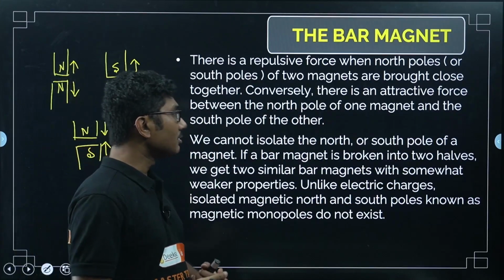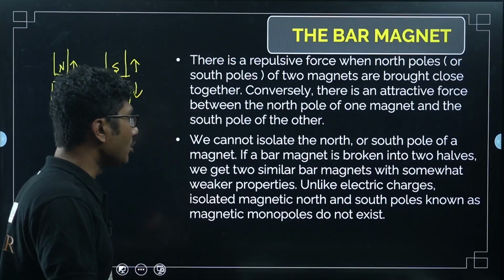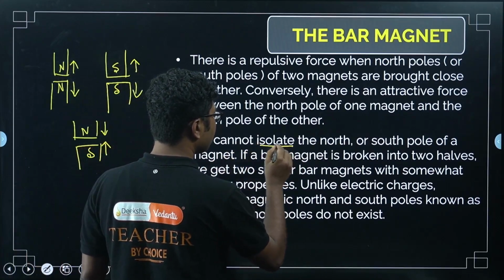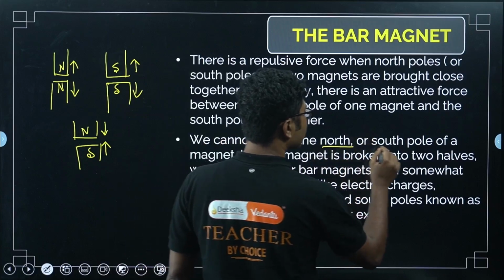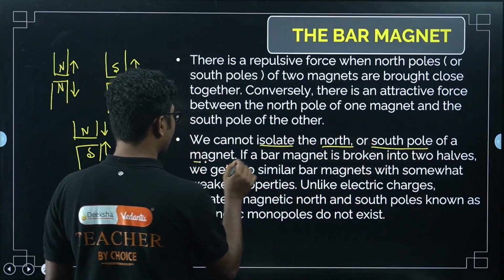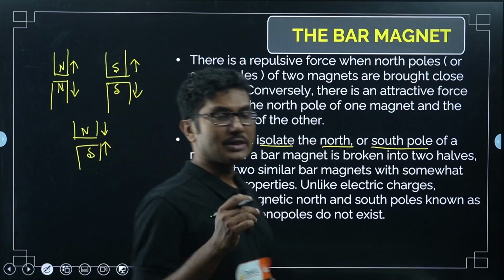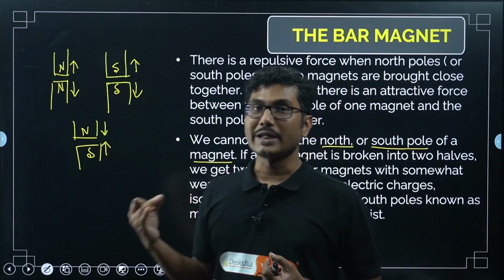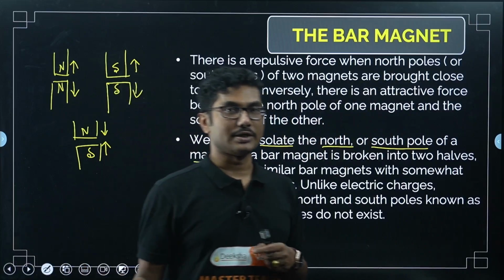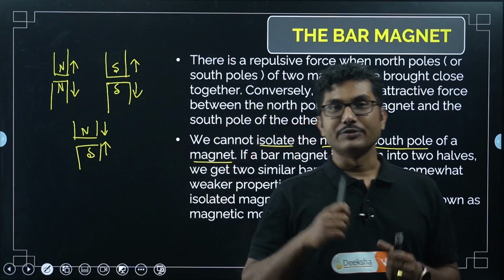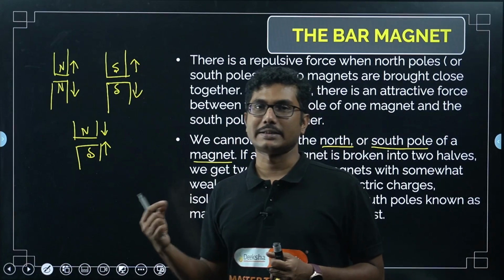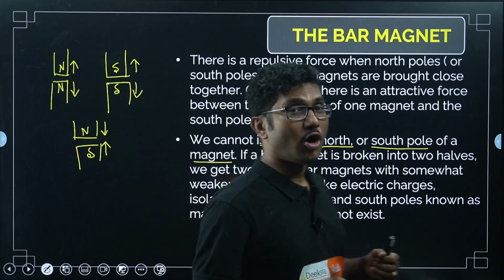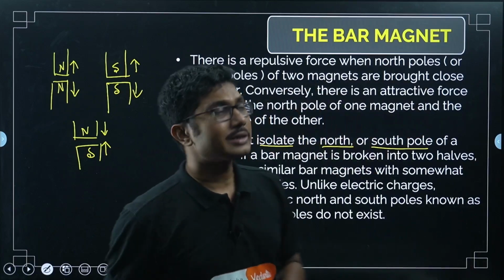Now let's move on to the next point. We cannot isolate the north or south pole of a magnet. Very important line. What is the meaning of that? For example, we have studied in electrostatics that we can separate positive and negative charges, right? We even charged objects using fur, wool, rubber, etc. We have separated the different charges, but in the case of magnetic poles we cannot separate them.